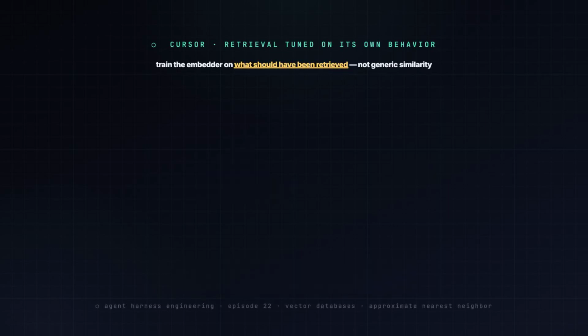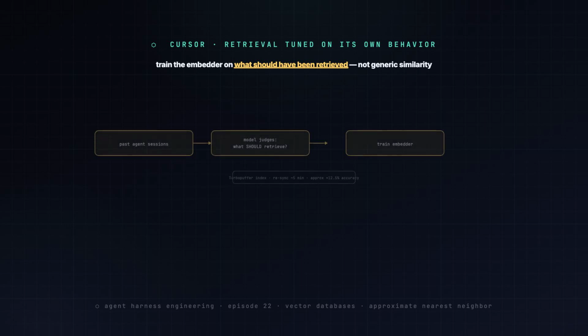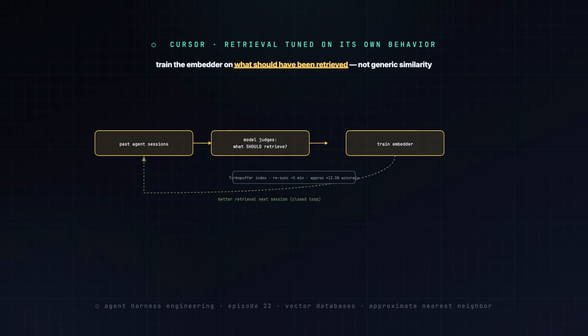The real systems have a couple of clever twists. Cursor doesn't just embed code generically. It mines its own past agent sessions, has a model judge what should have been retrieved at each step, and trains its embedder to match those judgments. Retrieval tuned on its own behavior, not on generic similarity. They report about a 12.5% accuracy lift, and it stores all that in a remote index, turbopuffer, that resyncs changed files every few minutes.